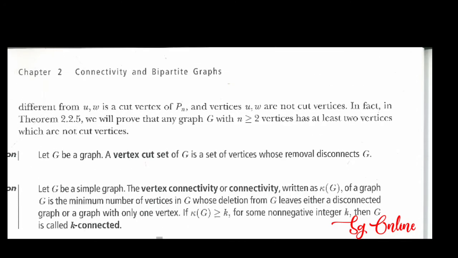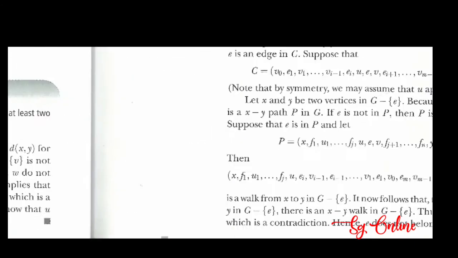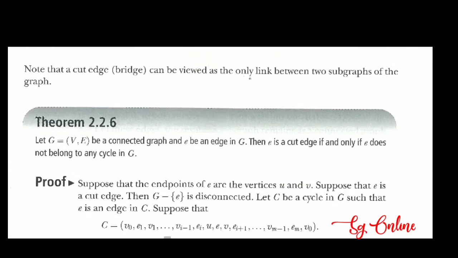And before that we defined the vertex connectivity, which is the minimum number of vertices whose deletion from the graph makes the graph disconnected or leaves the graph with only one vertex. That is called the vertex connectivity of the graph, denoted by kappa G, and if kappa G is greater than or equal to k, then we say the graph is k connected. Then we got this result that we mentioned here.